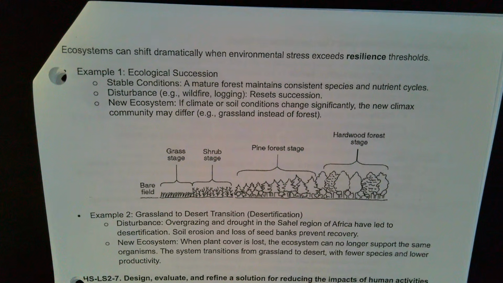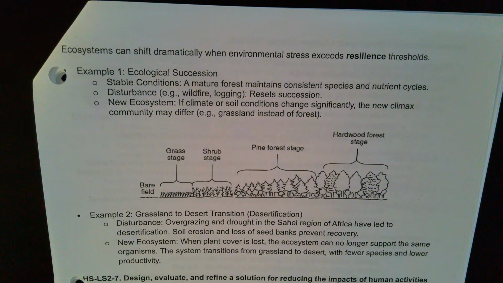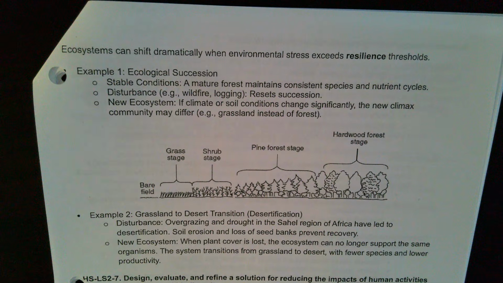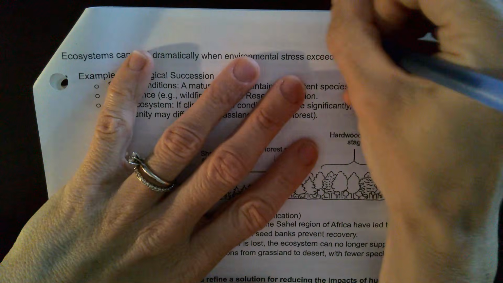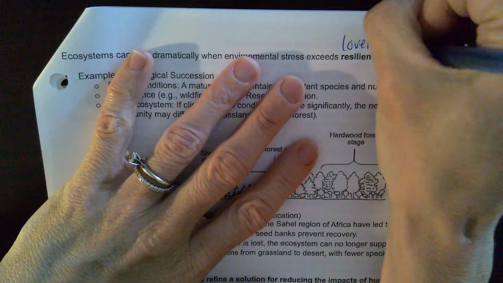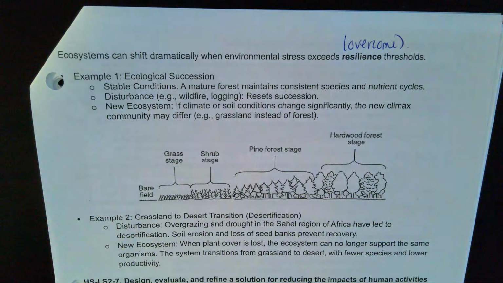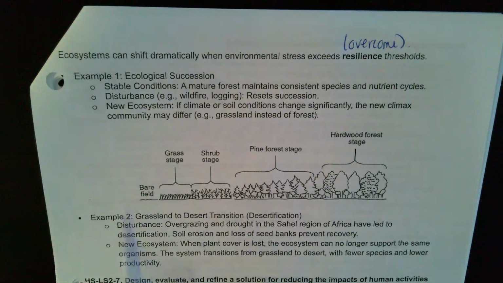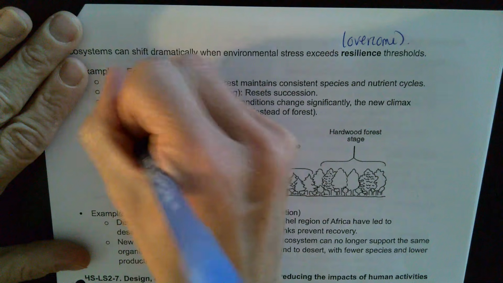Over here we have ecosystems can shift dramatically when environmental stress exceeds the resilience threshold. Resilience means like you can get back to normal. You can overcome that. Right? Someone who's resilient can overcome. First example we have is ecological succession. You get a mature forest. Notice here, this barren land, this is going to be what we consider the least stable.